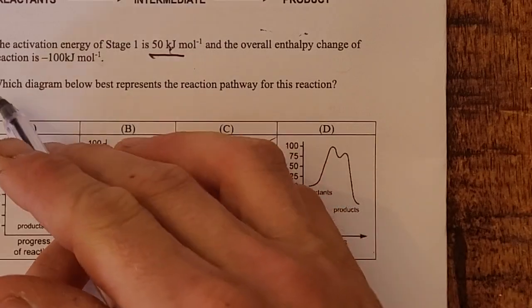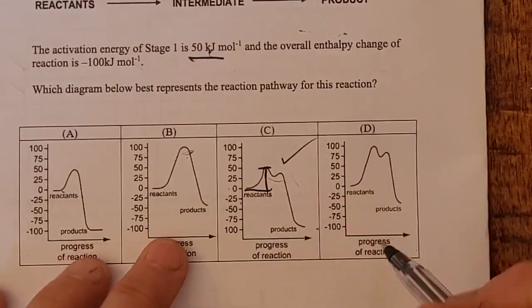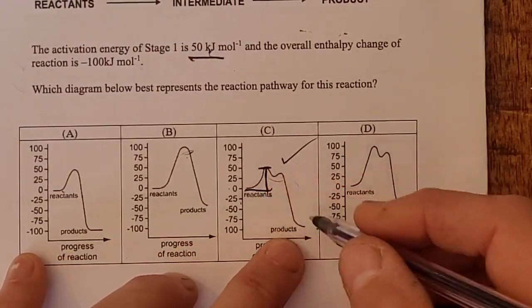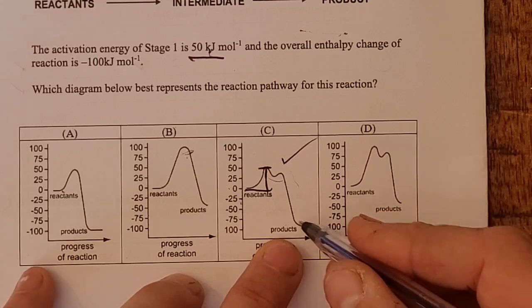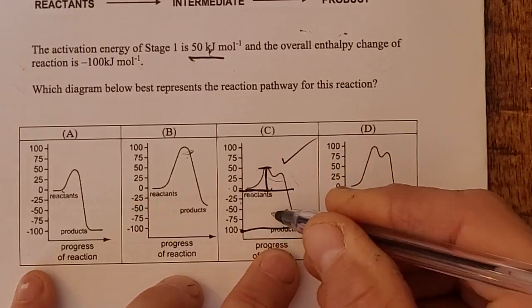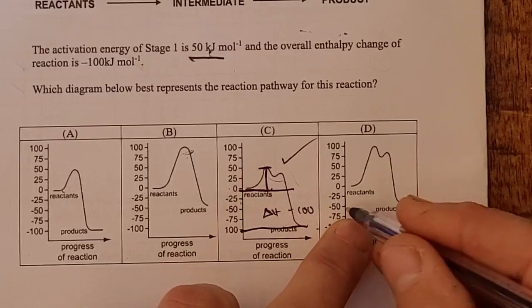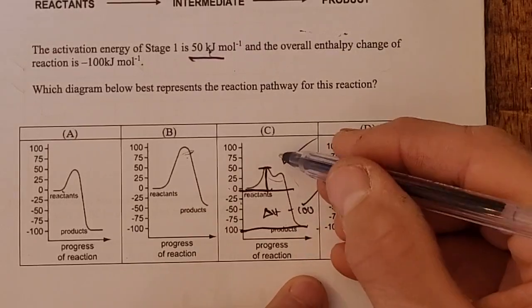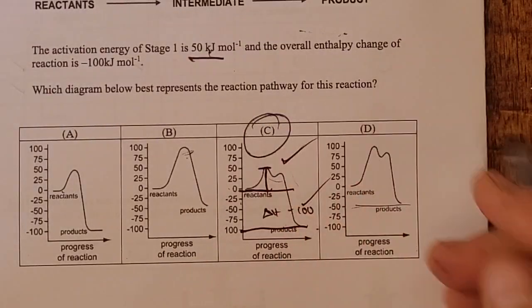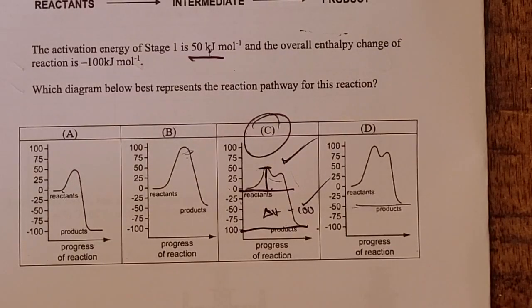Now, just to double check, we know that the overall change is negative 100, so that goes from here down to here. That's delta H is negative 100. This is not far enough, so there's 2 reasons why we pick C here for this.